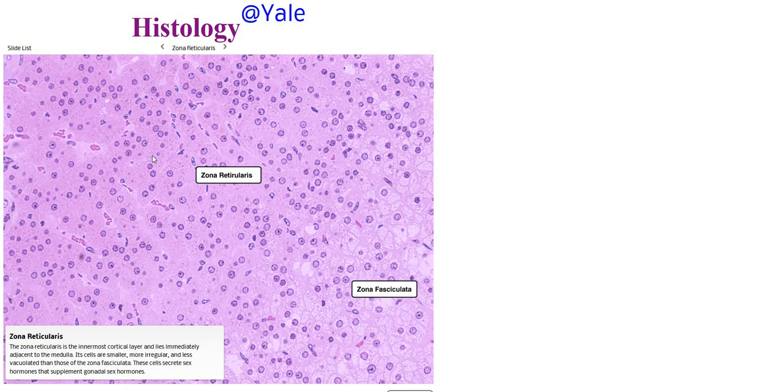Function-wise, our zona reticularis has cells that produce sex hormones. So we're producing androgens, things that will affect the development of male characteristics or the lack of them and the absence of androgen. And we will get to sex hormones in more detail when we get to the reproductive tract. So right now, this is kind of extra information that we can use to help identify these zones.